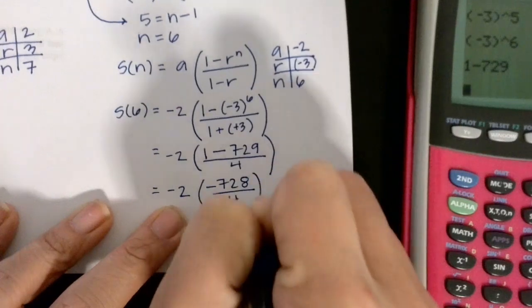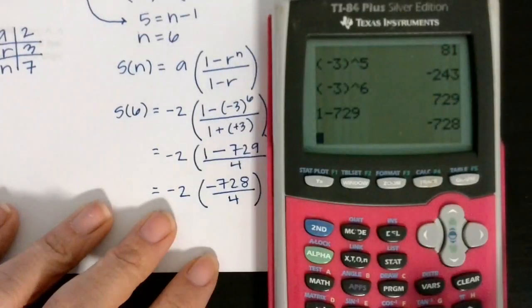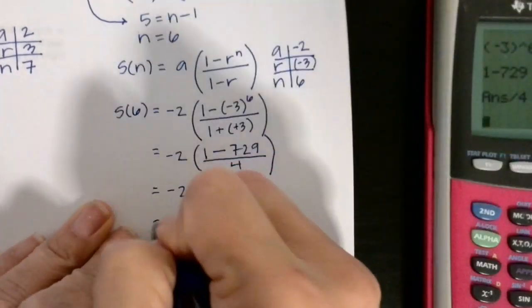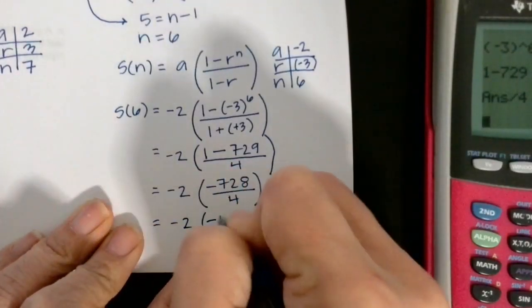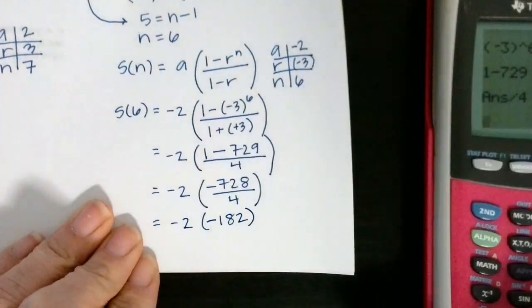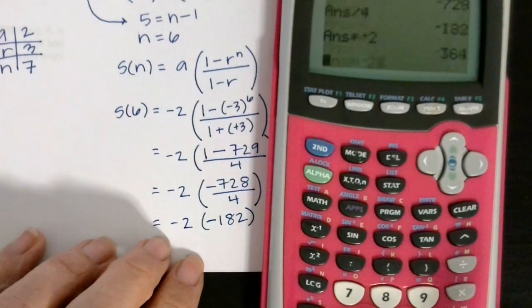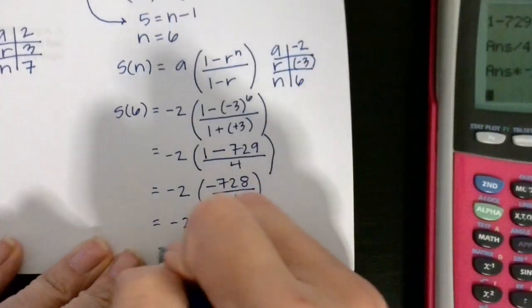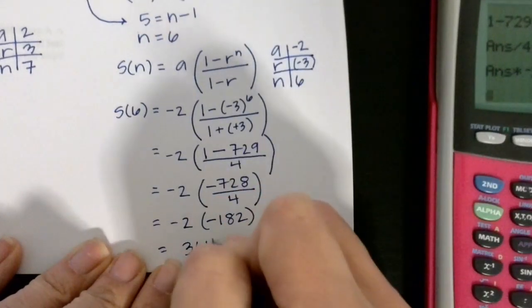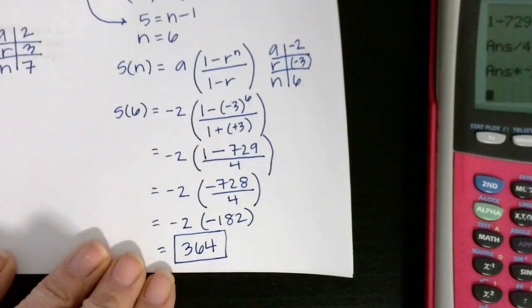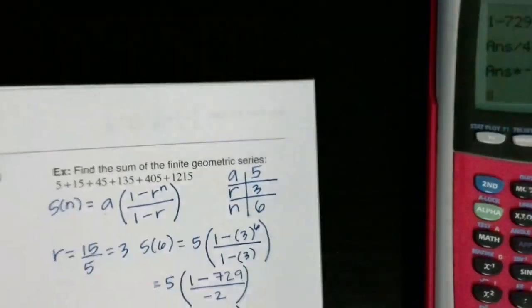Divided by that 4. Back to the calculator, that gives me -182. And then let's go ahead and times that by -2. That's 364. So when I add all those up, I'm going to get 364. Alrighty, let's flip it over to the back side and see what we have going on here.